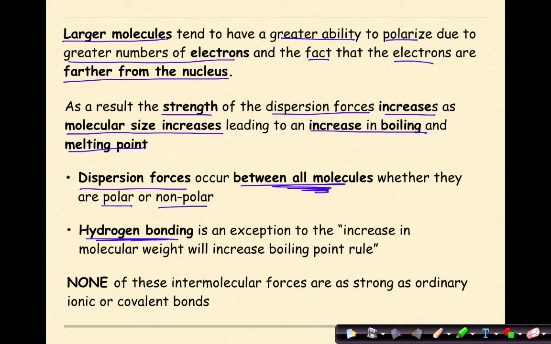Hydrogen bonding is an exception to the rule that an increase in molecular weight will increase the boiling point, and none of these intermolecular forces are as strong as ordinary ionic or covalent bonds, otherwise classified as intramolecular forces.